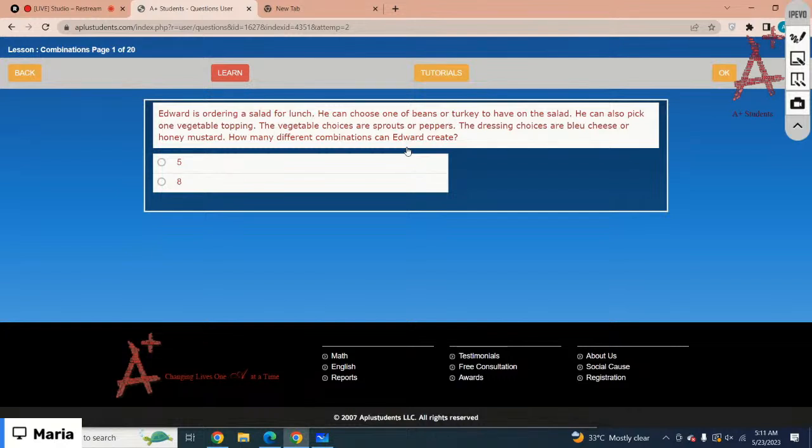So it would be 2 times 2 is 4 and 4 times 2 is 8. Two choices for the salad, then two choices for the toppings, and then two choices for the dressing. So the correct option is 8.